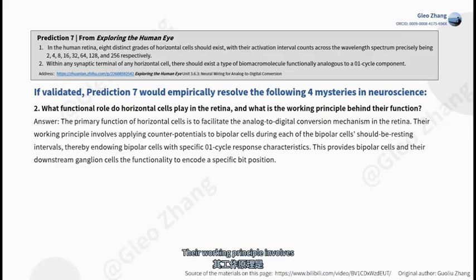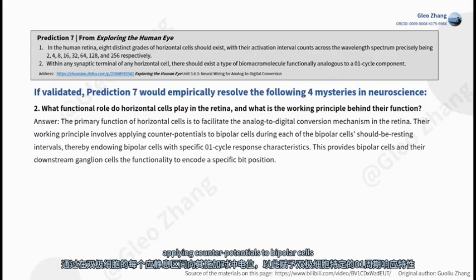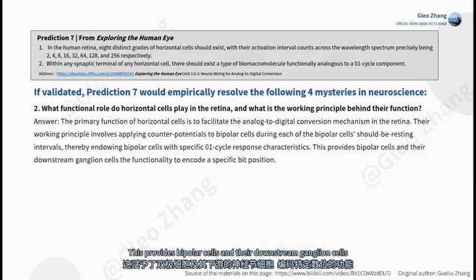Their working principle involves applying counter potentials to bipolar cells during each of the bipolar cells' resting intervals, thereby endowing bipolar cells with specific Z1-circle response characteristics. This provides bipolar cells and their downstream ganglion cells the functionality to encode a specific bit position.